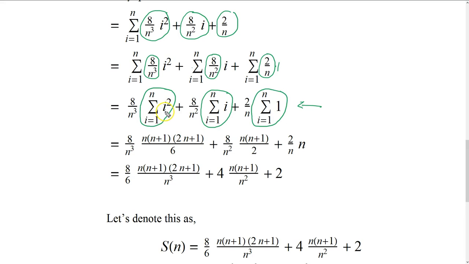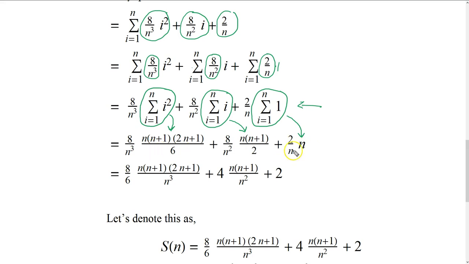So remember, if you look back at the theorem that we had looked at, this quantity right here is going to be n times n plus 1 times 2n plus 1 over 6. So this gives us this term right here. The sum from 1 to n of i gives us n times n plus 1 over 2. And the sum of the number 1 from 1 to n just gives us n. You can easily see that one because you're adding up 1 to itself n times. 1 plus 1 plus 1 n times just gives you n.